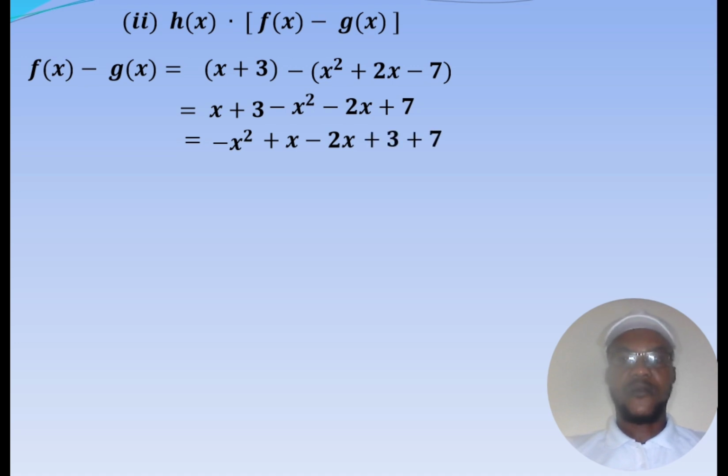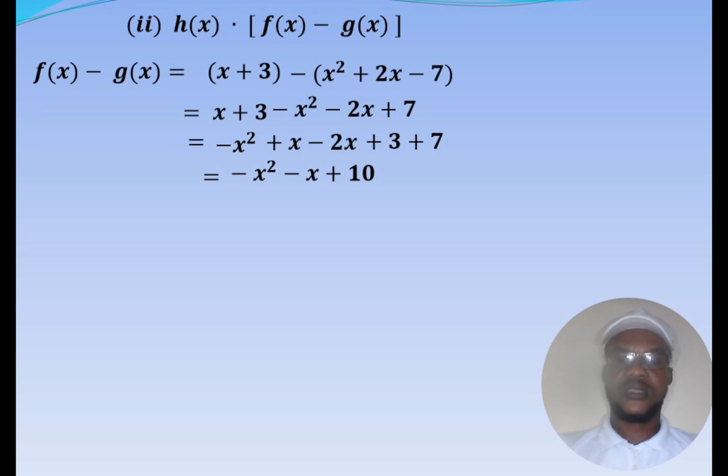And in the long run, if I add them, then I'm going to get my solution as this. So once you are able to add them, then you get this: negative x squared minus x plus 10, and that gives us the solution for f of x minus g of x. Once you get that, what do you do next? Then you are going to multiply by h of x, because that is what the question says.